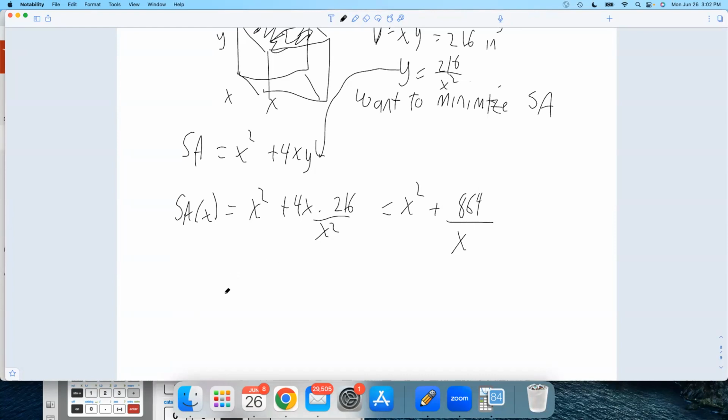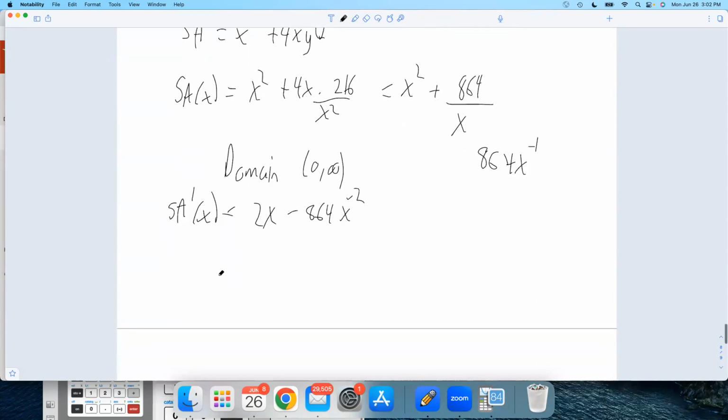Now, what's my domain? The only restriction here is that x has to be greater than 0. It can't be equal to 0 because we're not defined there. My domain is 0 to infinity. So we have this unbounded open interval. Extreme value theorem will not apply. All right, we take the derivative. Derivative of x squared is 2x. That other term you want to think of as 864 times x to the -1 power. Then you'll get -1 times 864, and the -1 exponent will drop down by 1 and become a -2. So the derivative will be 2x minus 864 over x squared.